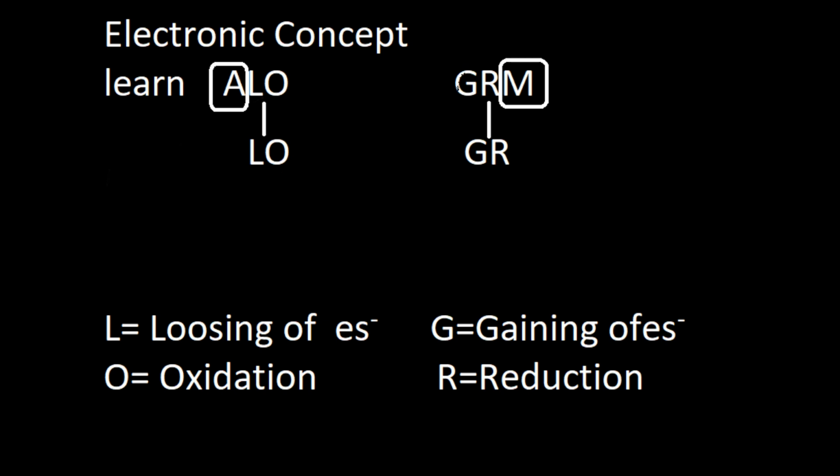And when non-metals gain electrons, anions are formed, and when these anions lose electrons, then this is also called oxidation. Let us see the examples.